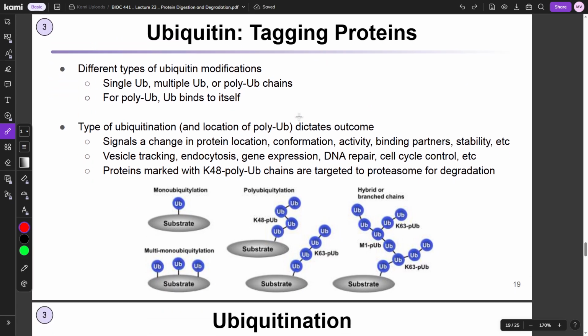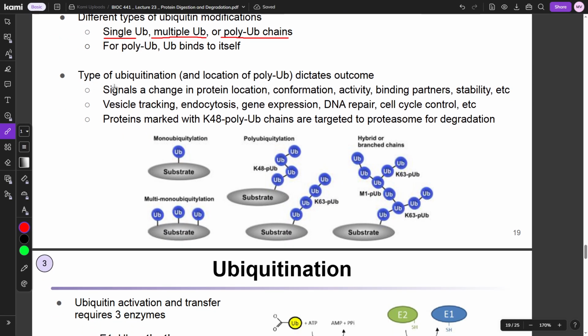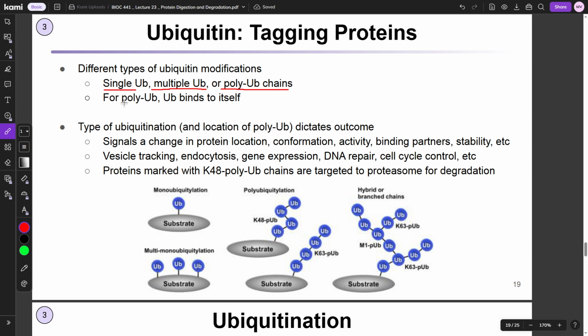So here we have tagging. There are different types of ubiquitin modifications. You can add one ubiquitin, you can add multiple chains of them, you can do all sorts of things, right? In the case of polyubiquitin, it's like ubiquitin binding to itself.